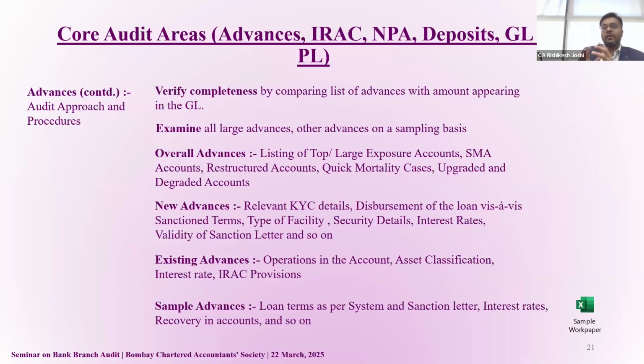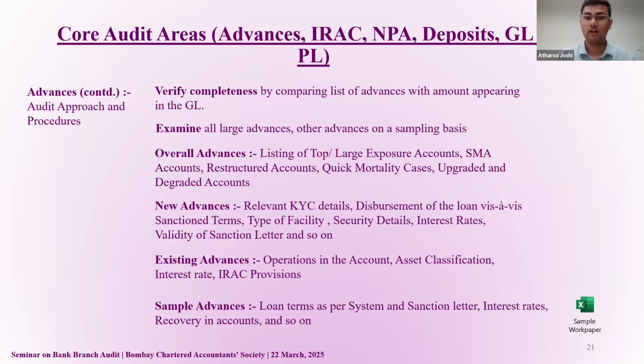But in case of existing, what you can focus more on is the operations in the accounts. So for all the accounts, you download their statement of accounts, see what is the trend, how frequently is the account going into SMA, how prompt is the borrower in terms of repayment. So these are the basic things that you will be checking. You divide your sample based on all these criteria. Now we will also show you that when you have obtained your listing, what are the individual items that you need to check in your advances checking.